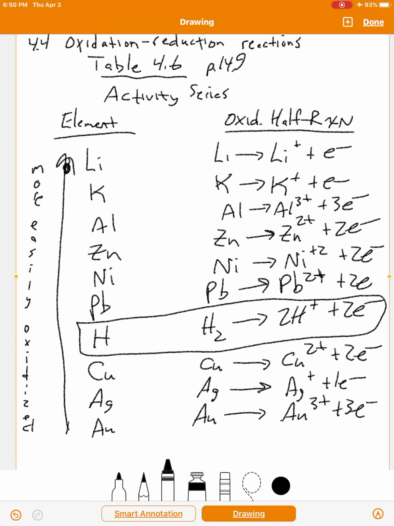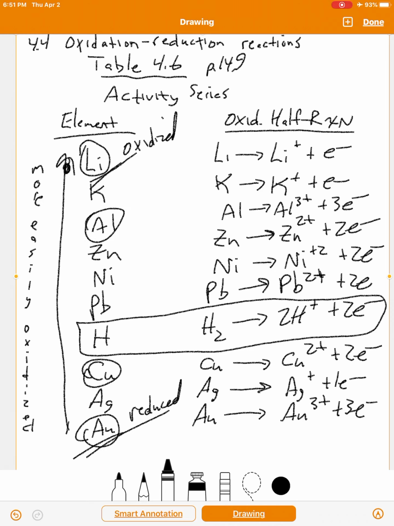And essentially what happens is, the higher something up is, the more likely it is to get oxidized. So lithium is the most easily oxidized. The one that's further down, for example gold, is more likely to get reduced. So if you combine lithium and gold, the gold will get reduced and the lithium will get oxidized. If you combine aluminum and copper, copper's further down, so that one will get reduced and the aluminum will get oxidized. So if they react, it'll tell you which one gets oxidized and which one gets reduced. The one further down gets reduced, the one higher up gets oxidized.